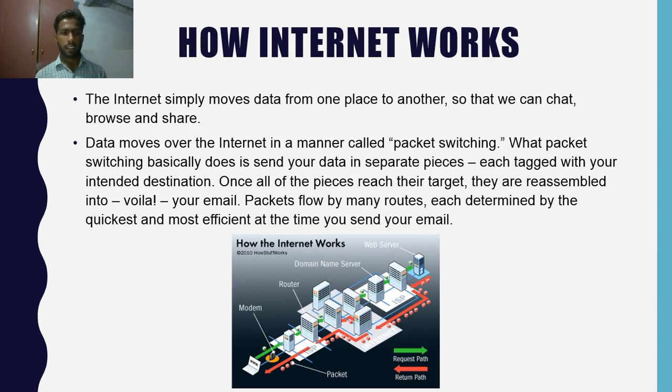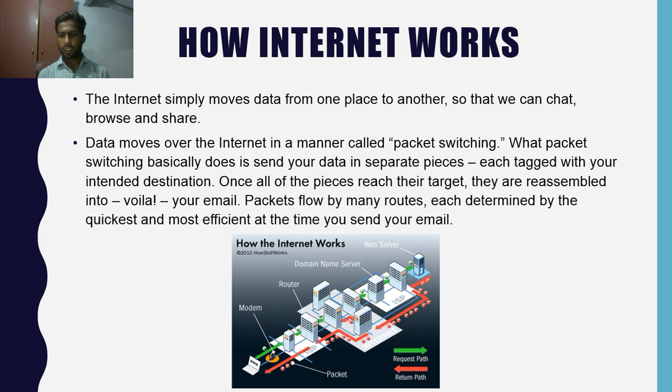How the internet works: the internet simply moves data from one place to another, so that we can chat, browse, and share. Data moves over the internet in a manner called packet switching. What packet switching basically does is send your data in separate pieces, each tagged with your intended destination. Once all of the pieces reach their target, they are reassembled into, voila, your email.